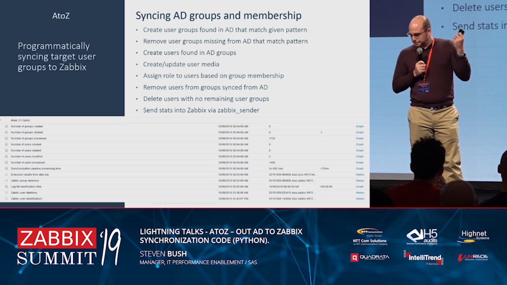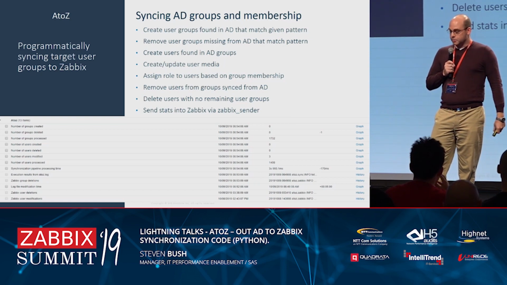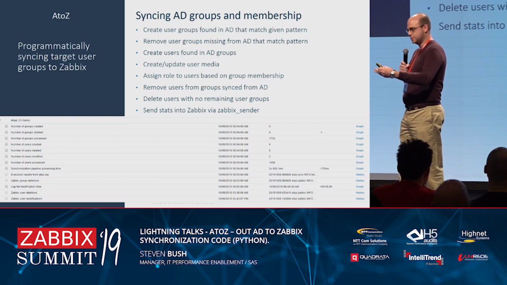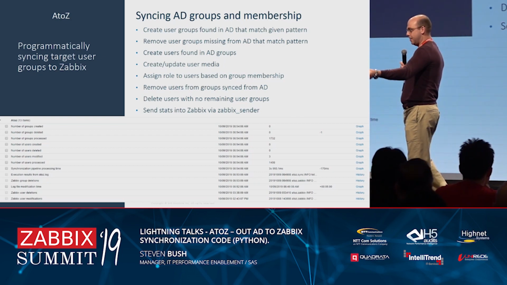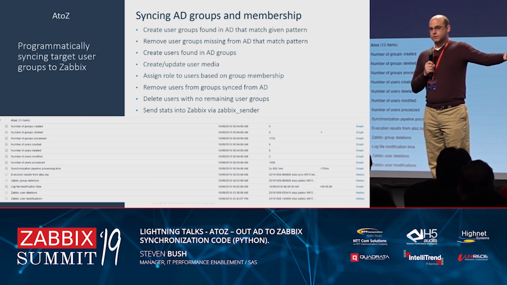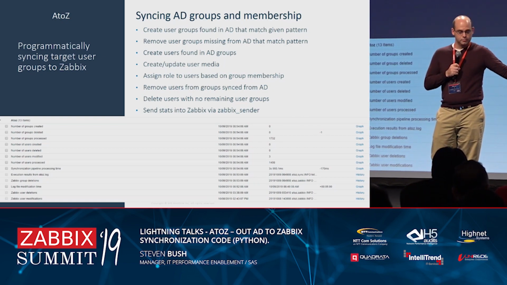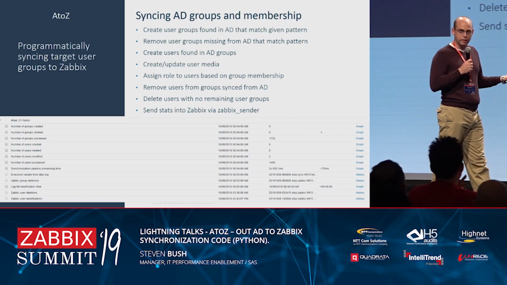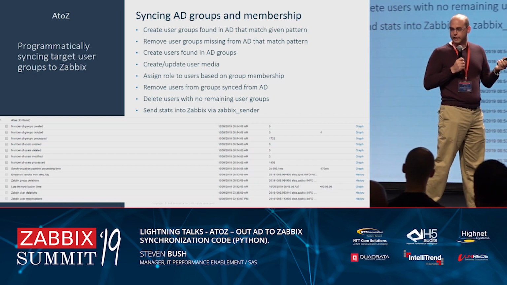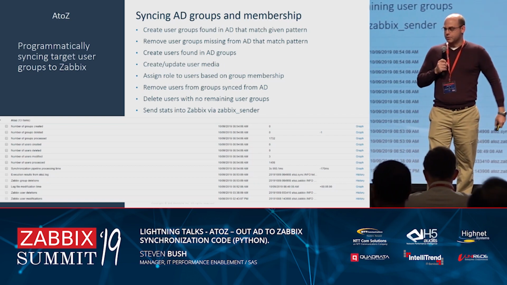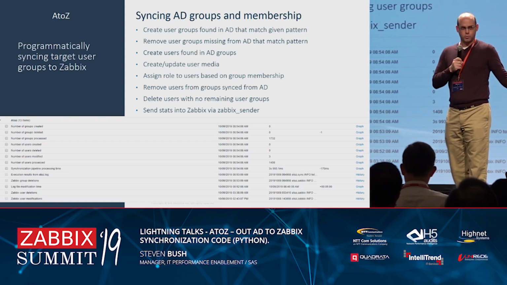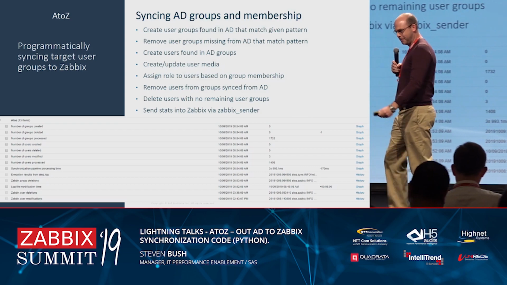It will delete users with no remaining user groups. So if I say synchronize this user, they're an LDAP user, and that person gets moved to a separate section of the company, they don't need access anymore, it will go in and take all their access away because they're no longer in any of the groups that you care about, so you don't have to go in and clean it up. And then we put a wrapper script on it to send stats into Zabbix because it's Zabbix. I want to know what it's doing, right? It tracks numbers for me.